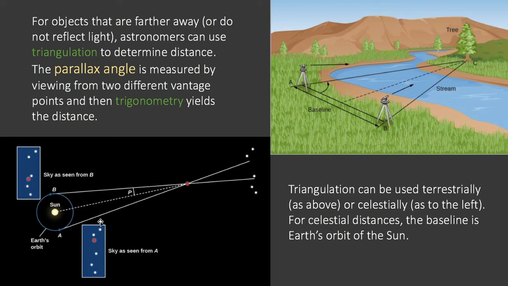We know the baseline because the baseline is essentially the diameter of Earth's orbit. And if we can measure precisely the angles to the star in the sky, then we'll have this angle, and that allows us to estimate the distance. Now specifically, what we call the parallax angle is not this one, but it's the skinny angle here. So this is called the parallax angle.